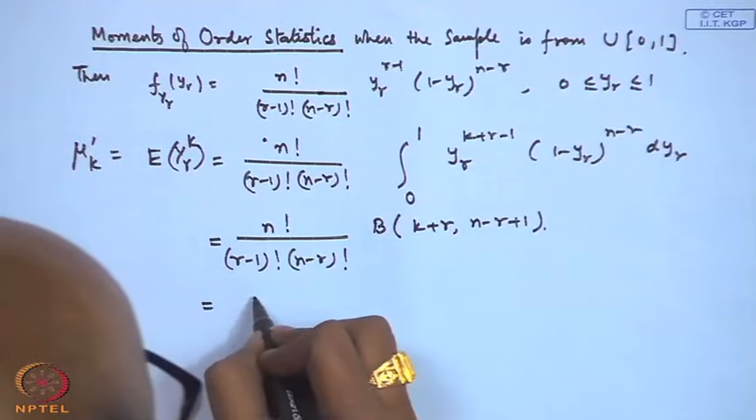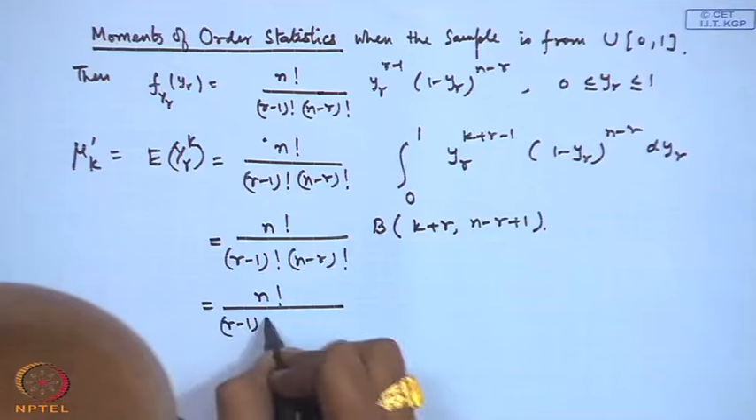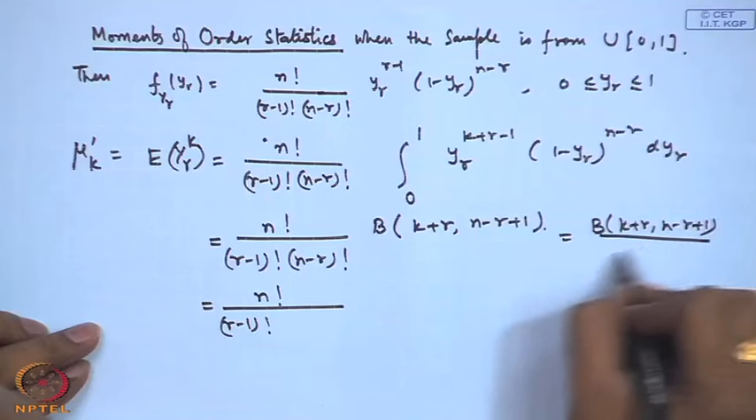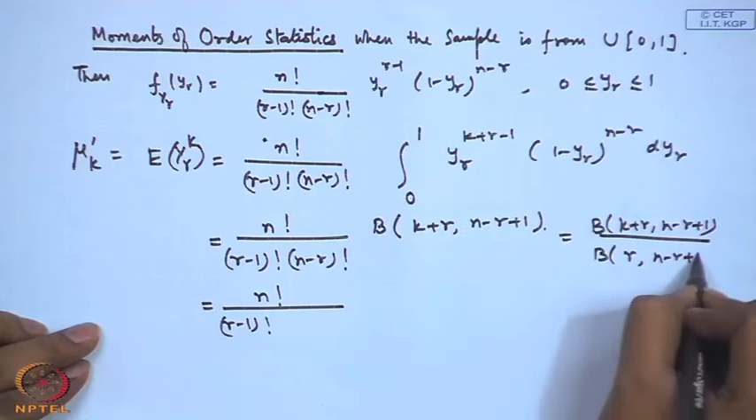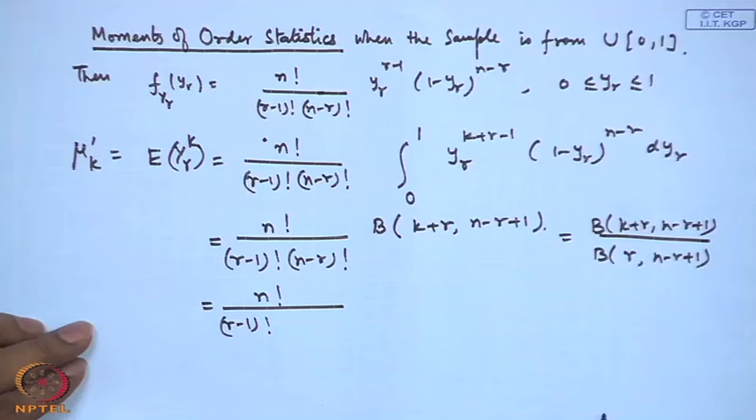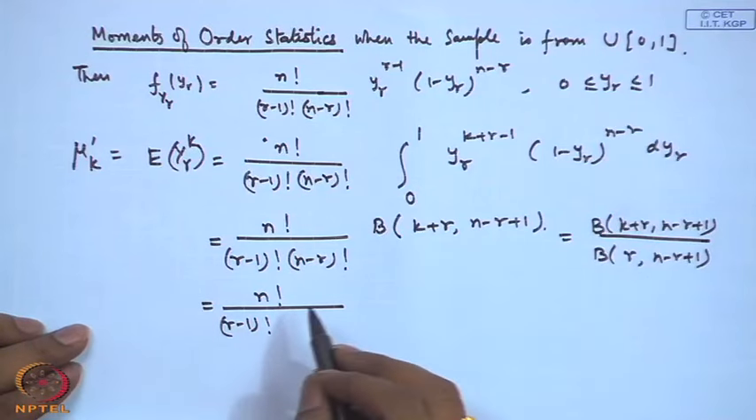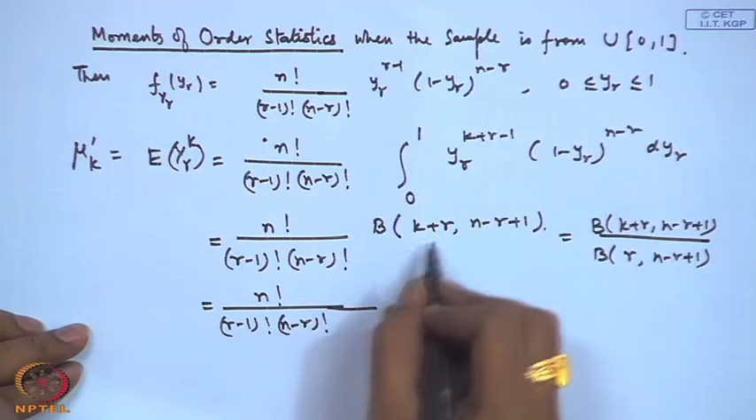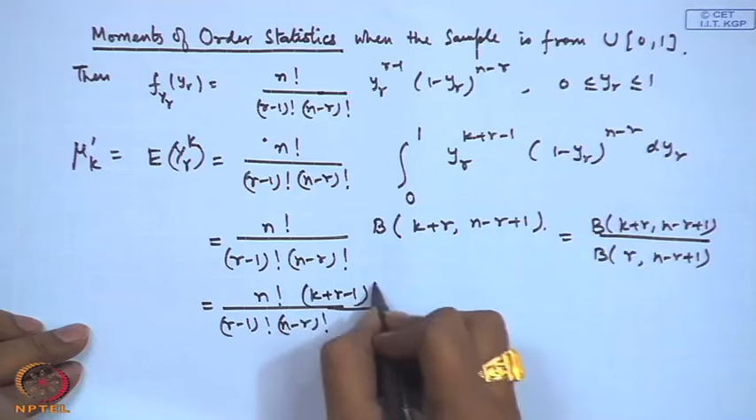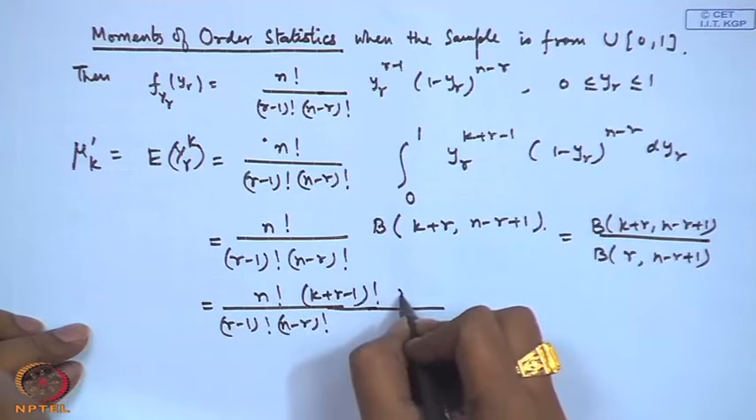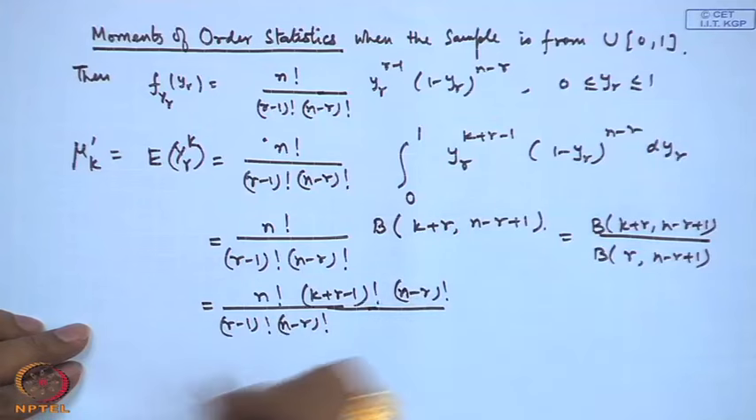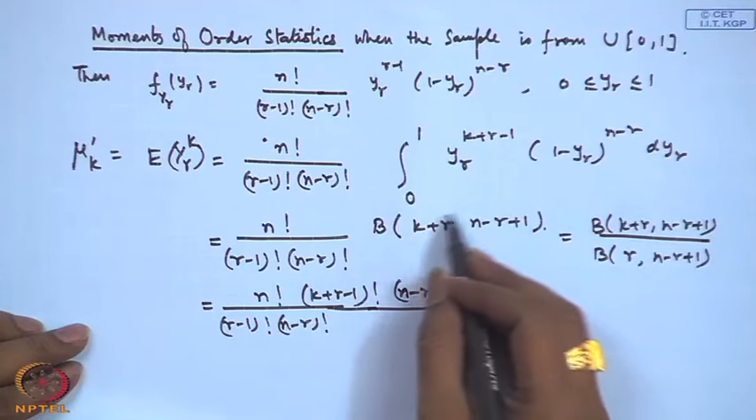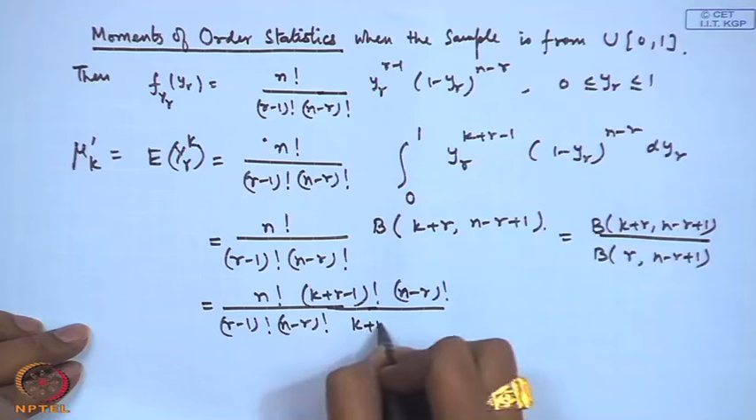If we expand this, it becomes n factorial divided by r minus 1 factorial. Of course, you can also say it as beta of k plus r, n minus r plus 1 divided by beta of r, n minus r plus 1. So, it is simply a ratio of 2 betas, but if you want expressions in the form of fractions, then we can write it as gamma k plus r, that is k plus r minus 1 factorial, then gamma n minus r plus 1, that is n minus r factorial, and divided by k plus n plus 1, so it is becoming k plus n factorial.